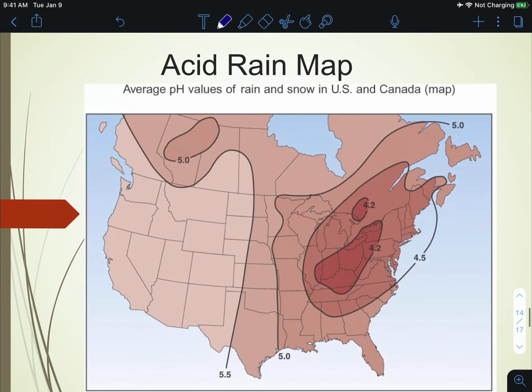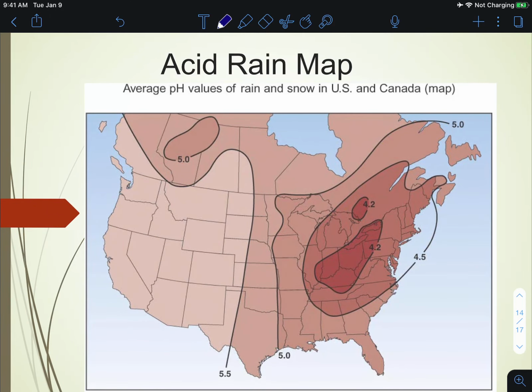So here's a map of acid rain. And the reason the Northeast is inundated is not because they pollute more. It's because we burn most of our coal in this region of the country. And because of the jet stream, this is where it travels. And eventually it precipitates out. And that's why you see a lot of lakes and regions in that part of our country experiencing acid rain.